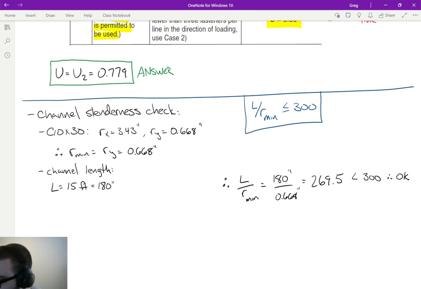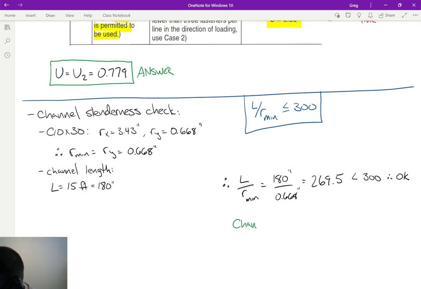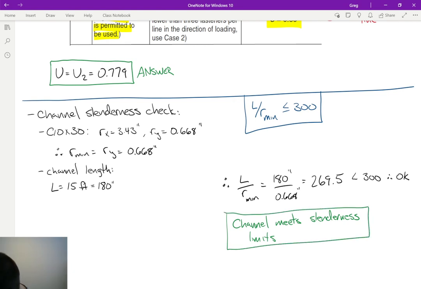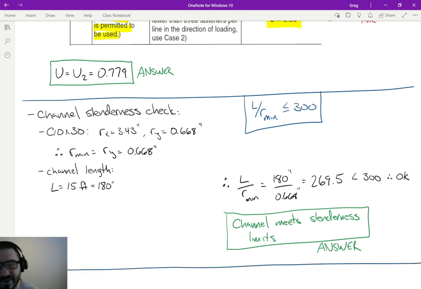So what's the answer? Channel meets slenderness limits. And that's it. So pretty straightforward. Hopefully you found that this lecture was really, I mean, the two problems that we're looking at, shear lag and slenderness, are really not all that complicated. They're really pretty easy to handle.